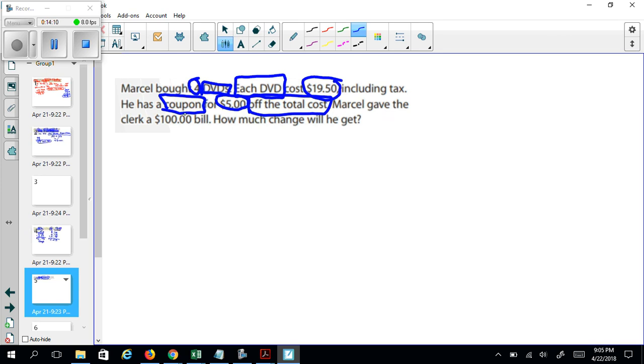Marcel gave the clerk a $100 bill. Okay, how much change will he get? Again, the word change. Okay, so I want you to see if you can try this on your own. I will go over it step by step with you, but I want you to try it first. So using what we have done here with cubing up our problem, pause the video and go ahead and solve it.